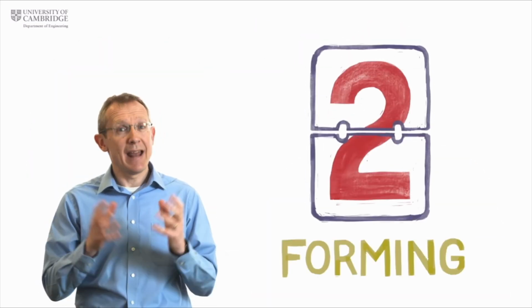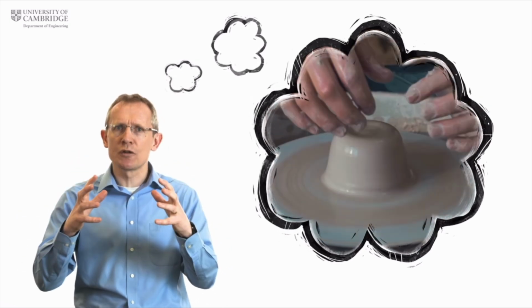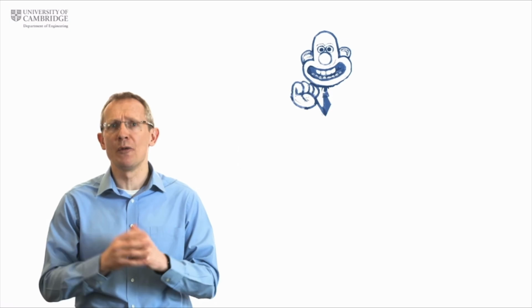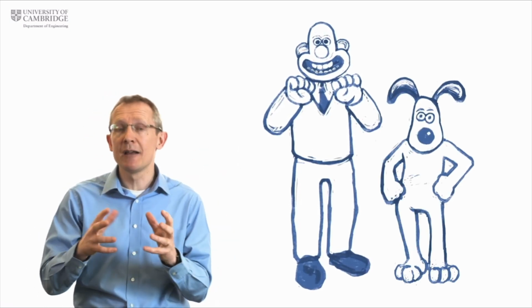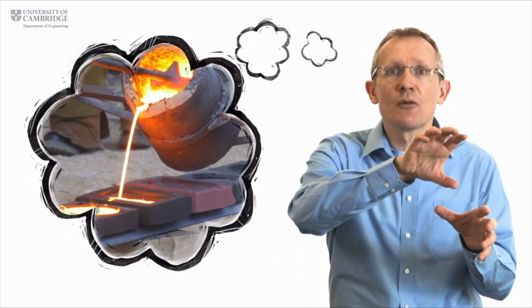The second way of making stuff is called forming. And here we take a block of material and we apply a force to change its shape. My personal favourite of a formed object is Wallace and Gromit, made by shaping or forming plasticine. The third way we make things is called casting. And this is where you take a solid material, you make it into a liquid, and you pour it into a mold.